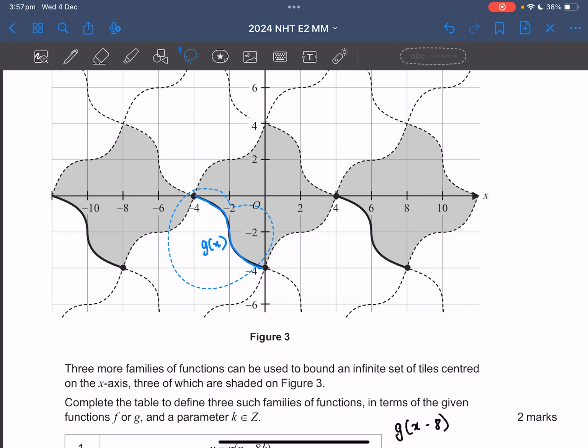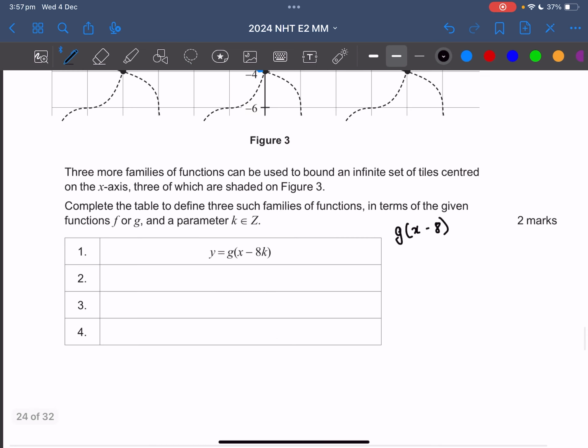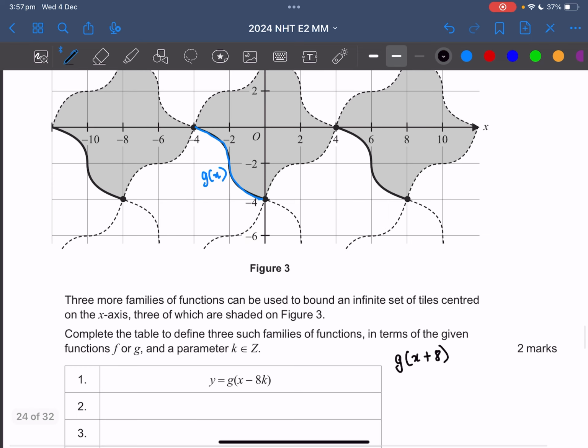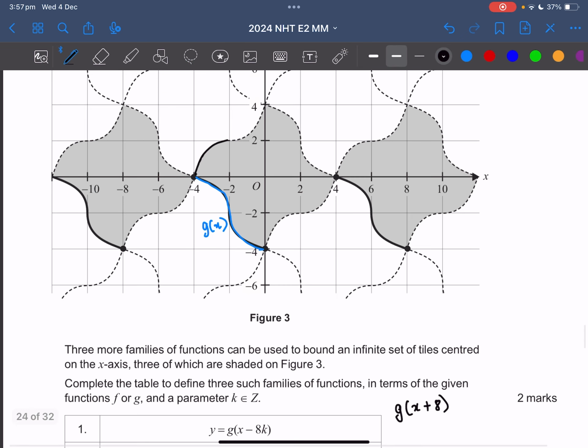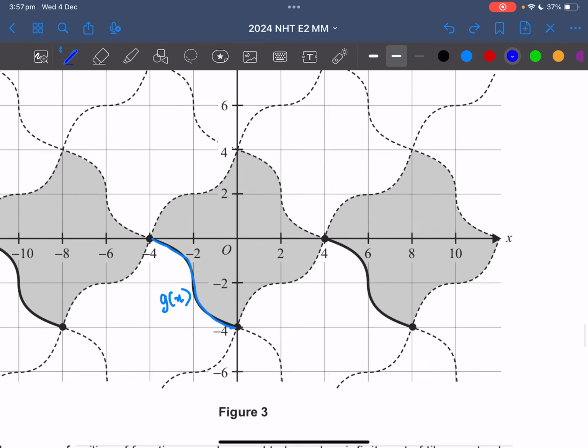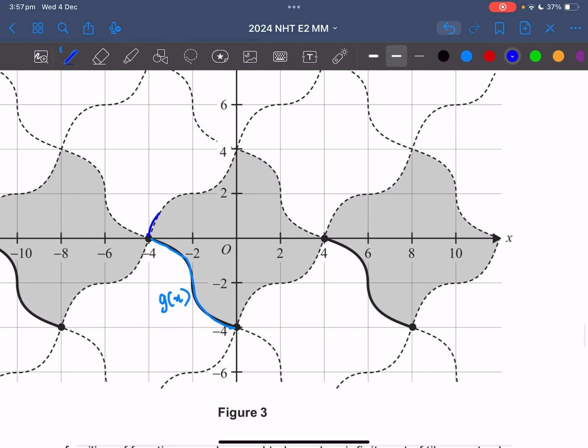And if I were to put k equals to negative 1, then we will get plus. So that means you're moving to the left by 8. So we'll land on this graph. So we'll find a similar family of functions for this tile, and this tile over here. That's what they're asking us to do. Okay, so let's start off by finding this tile over here.